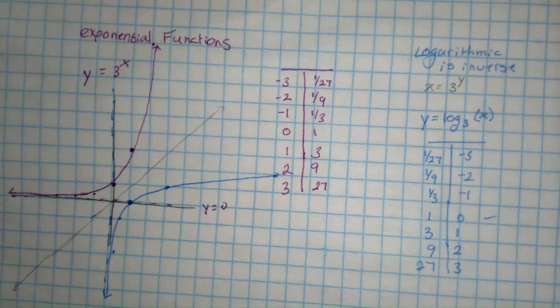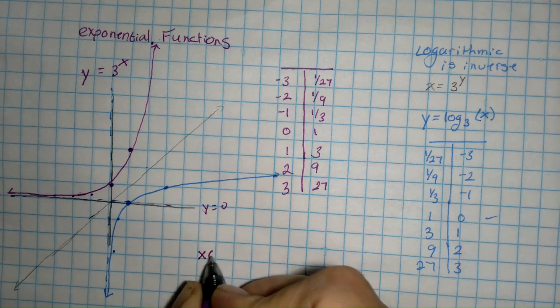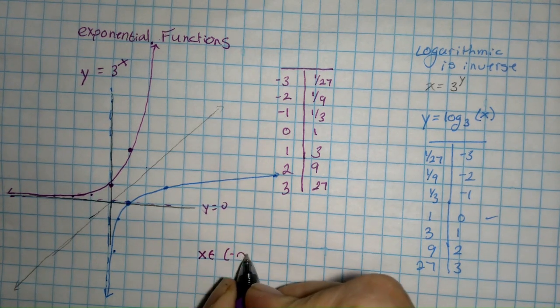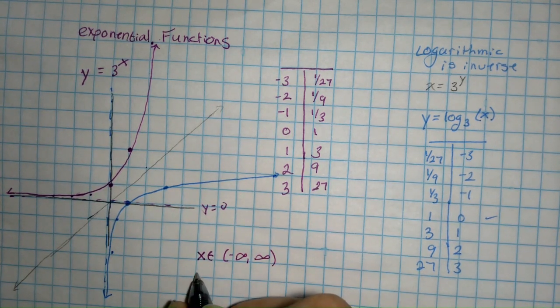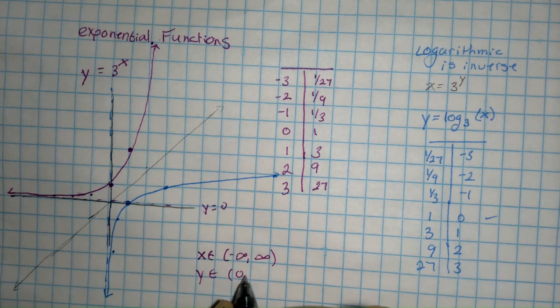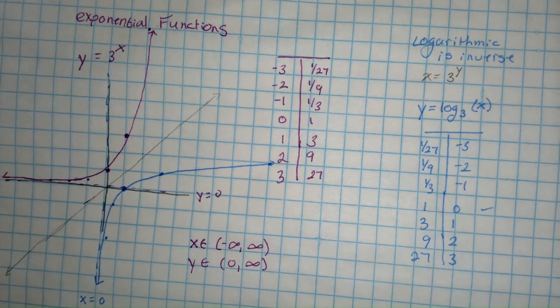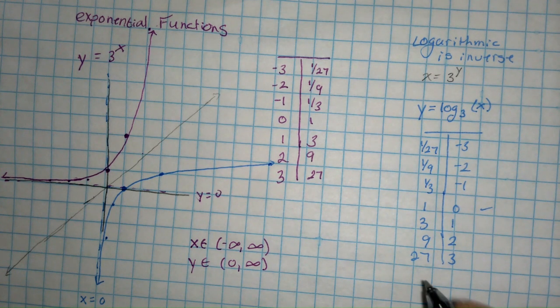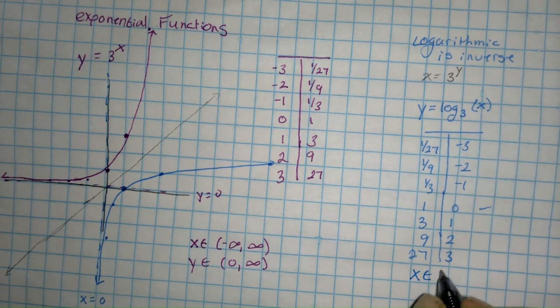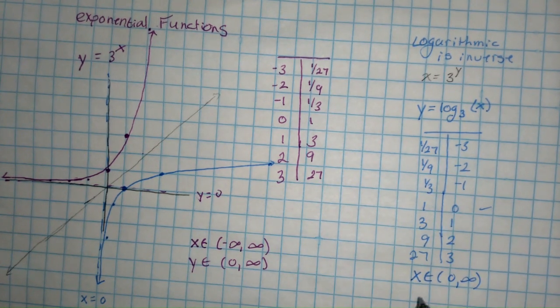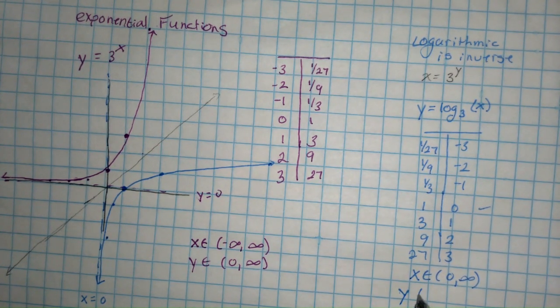So for exponential functions, our domain is negative infinity to infinity, and our range is 0 to infinity. Well, because x and y are flip-flopping, over here our domain is 0 to infinity, and our range is negative infinity to infinity.